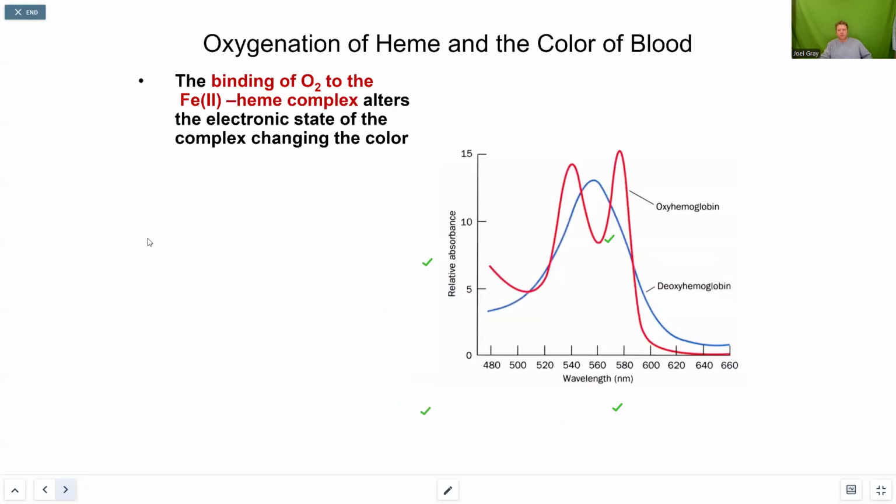Now, this depiction right here. If we look at this graph on the right-hand side, we've got relative absorbance on the y-axis and wavelength on the x-axis. This shows you the light that is absorbed in the visible light spectrum by different forms of hemoglobin. We've got oxygenated hemoglobin and deoxygenated hemoglobin. What I want you to recognize is that deoxygenated hemoglobin has a lambda max of approximately 560 nanometers. That blue peak right there denotes where deoxygenated hemoglobin is going to absorb the most light.